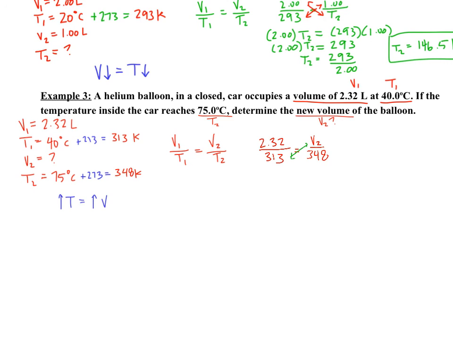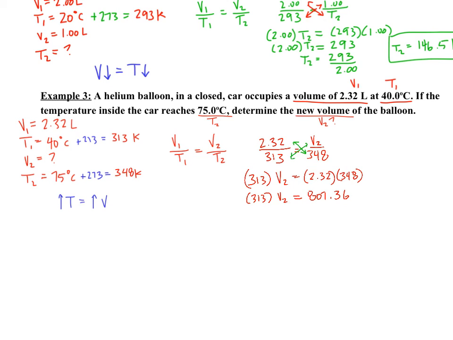So 313 times V2 is 313 V2. And 348 times 2.32 will be on the right. And it doesn't matter which one you write first or which one you write second because you're multiplying. It makes no difference. So I'm going to combine like terms on the right. 2.32 times 348 gives me 807.36. And on the left, I still have 313 times V2.